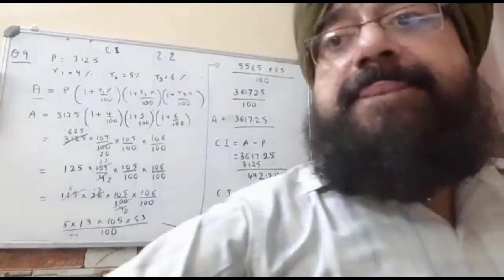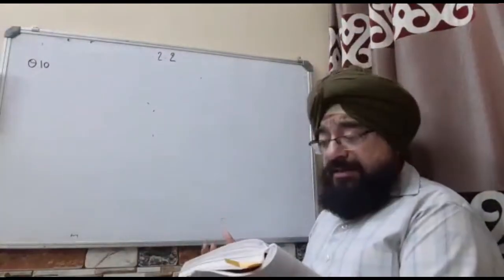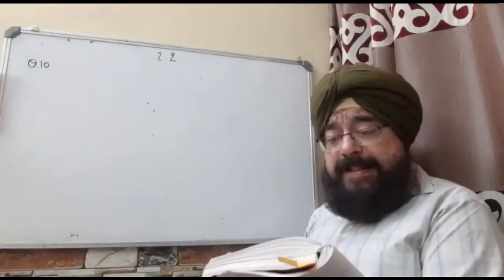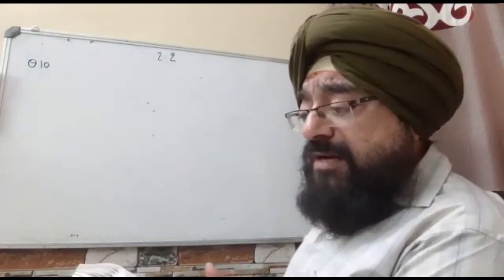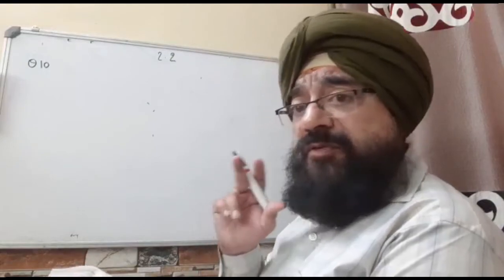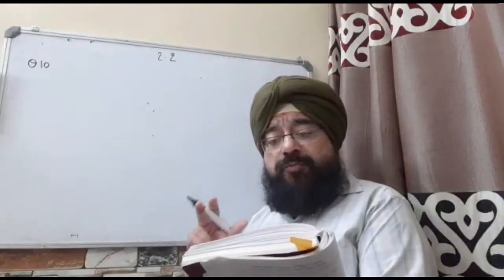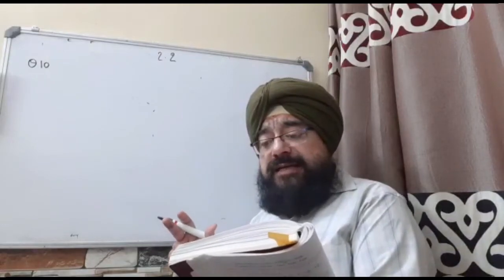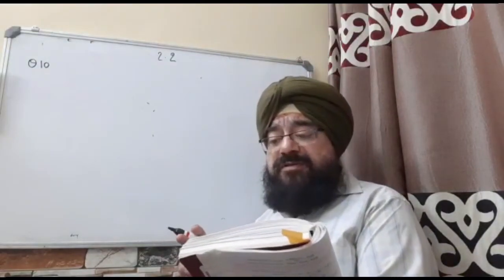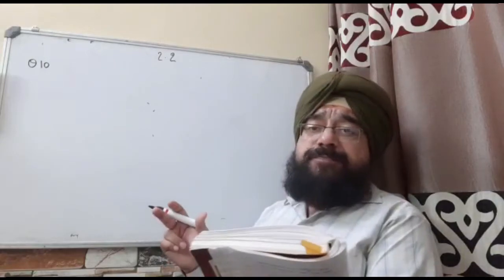Question number 10, exercise 2.2. It says, what sum of money, principal we don't know, what sum of money will amount to rupees 9261 in 3 years at 5% per annum compound interest?